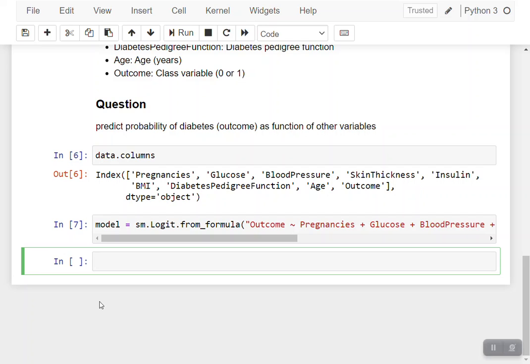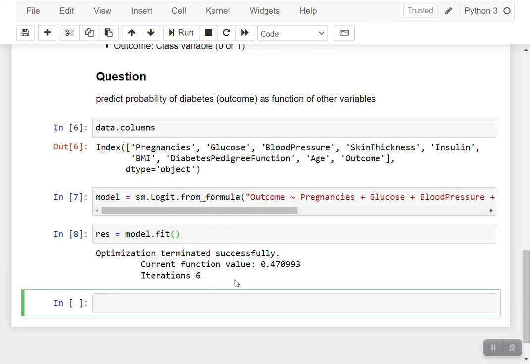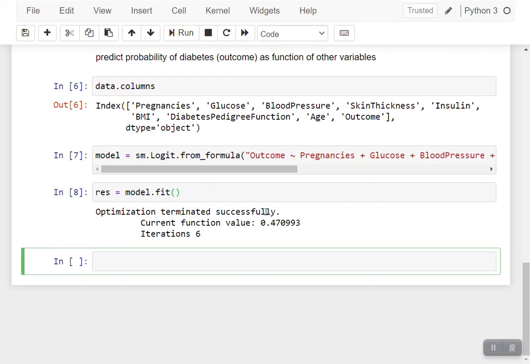Now the next step is to fit the model to the data and store it in results. So I'm gonna call the function fit, so model.fit. Here I'm gonna get some kind of outputs, and it says that the optimization terminated, so the model fit has been successfully completed. I'm going to print the model summary as I have done in the ordinary least square model.